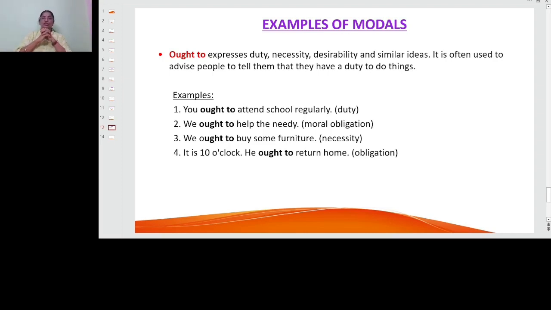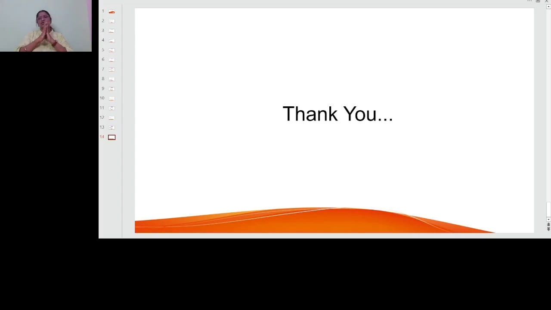For example, you ought to attend school regularly. It's your duty. You ought to attend college regularly. You ought to help the needy. You ought to buy some furniture. It is 10 o'clock. He ought to return home. So what happens if he doesn't return home? It's a must. He ought to do that. Otherwise, he may end up in some problem. So these are the things about auxiliary verbs and modal auxiliary verbs.